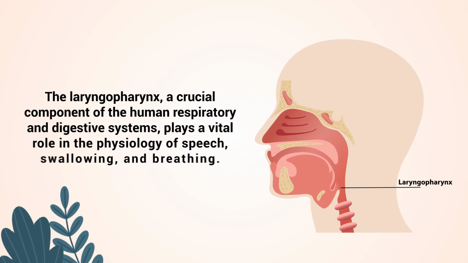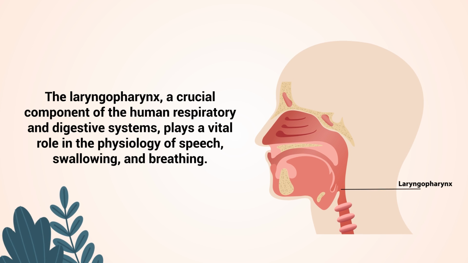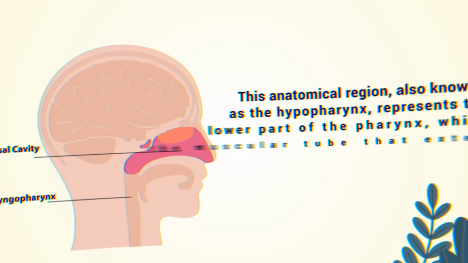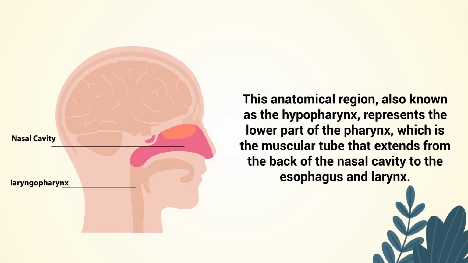The laryngopharynx, a crucial component of the human respiratory and digestive systems, plays a vital role in the physiology of speech, swallowing, and breathing. This anatomical region, also known as the hypopharynx, represents the lower part of the pharynx, which is the muscular tube that extends from the back of the nasal cavity to the esophagus and larynx.